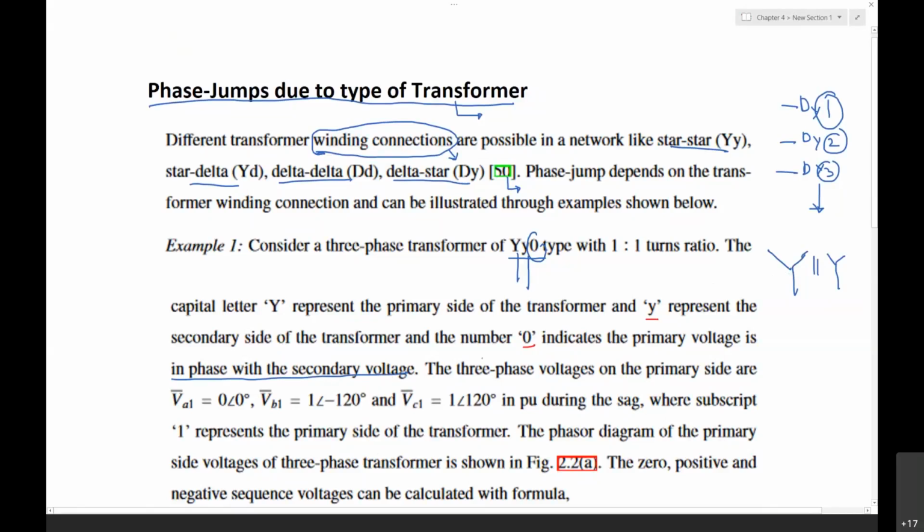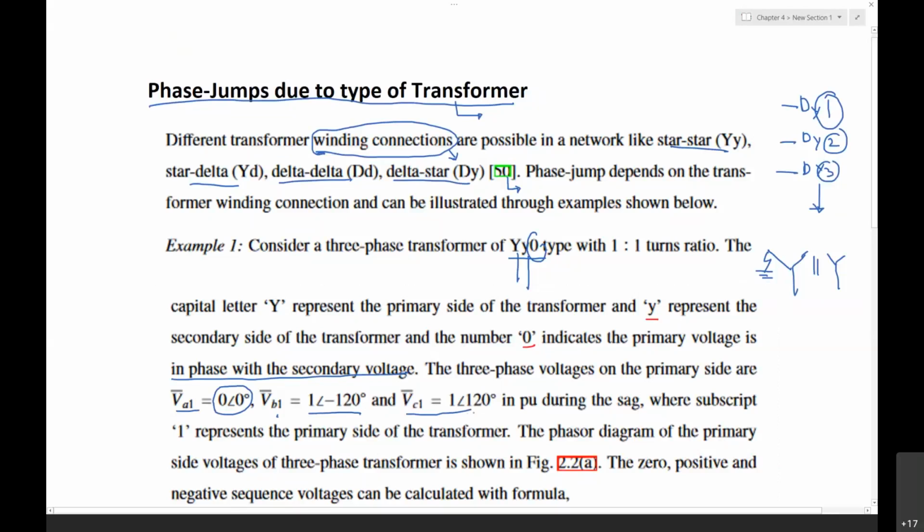Consider the three-phase voltages on the primary side, where a single line to ground fault has occurred in one of the phases. VA1 is the primary side. When I consider a single line to ground fault, it is a dead short, so obviously VA1 is 0 at an angle of 0. VB1 is 1 at an angle of minus 120, and VC1 is 1 at an angle of 120.